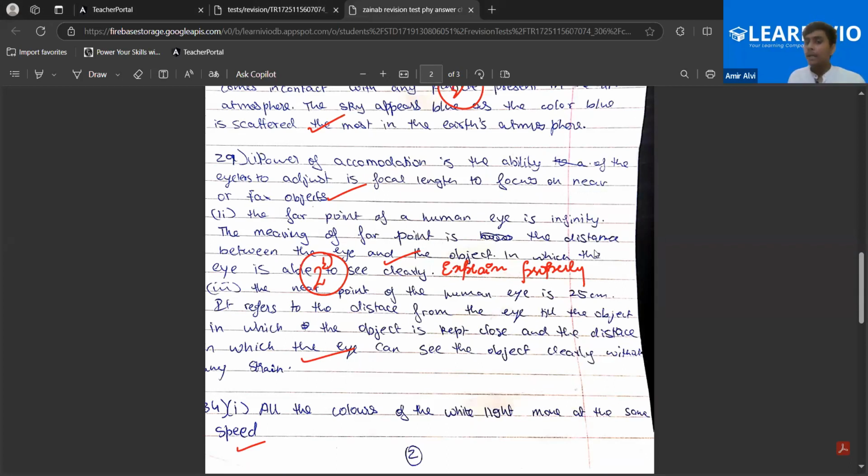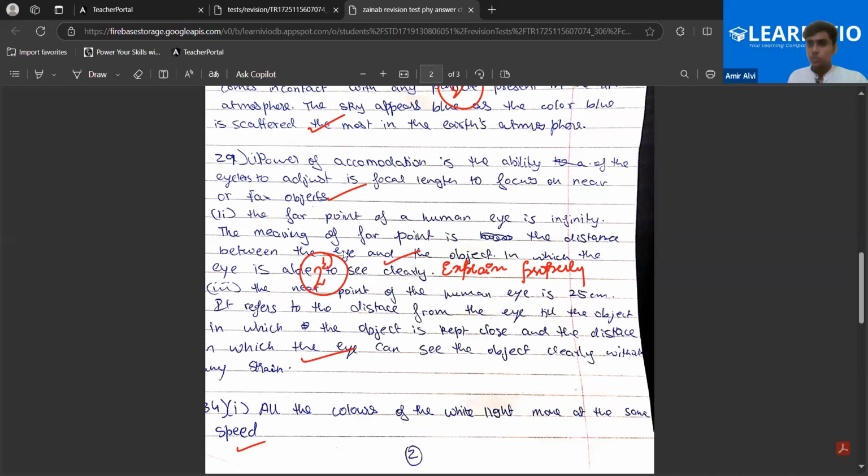The meaning of far point is not the distance between the eye and the object. The far point of the human eye is the farthest point at which the object is placed and the eye can still see it distinctly, basically forming the image of it. That is the thing. But what you have written is not clear. A little bit messy definition is used, so I have deducted half for it.